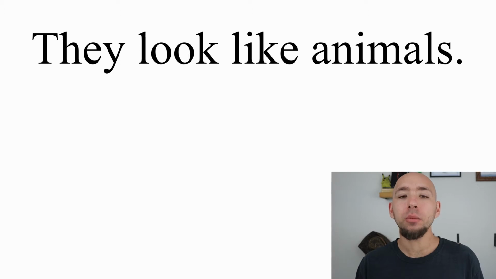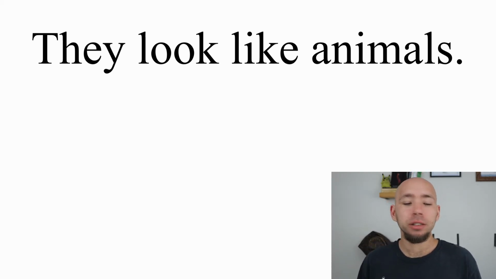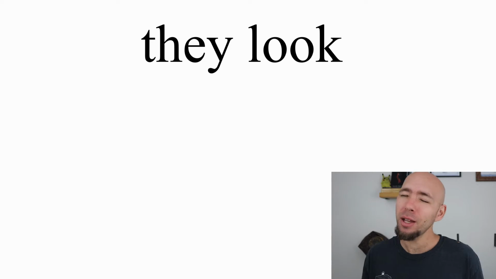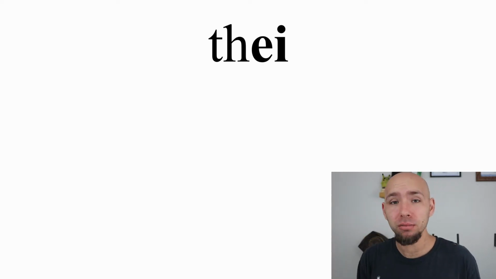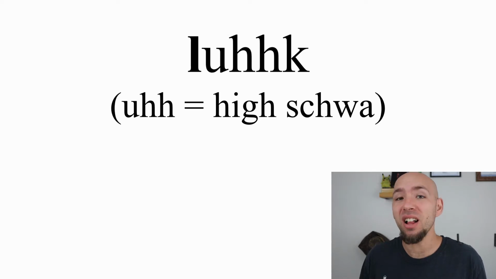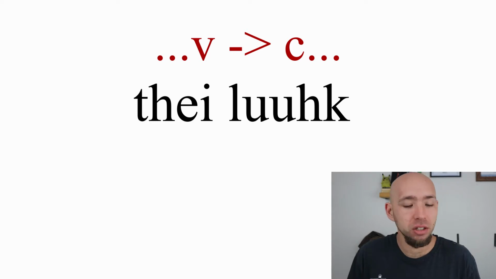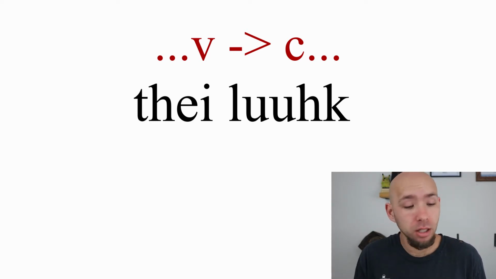They look like animals. What do we notice here? Well, let's start at the beginning. If we say "they look," clearly that flows very nicely. But do you hear anything special? I hear the A diphthong, "they," and then I hear an L. They look. Nothing special there, no connection. We're going vowel to consonant. That doesn't give us a connection.